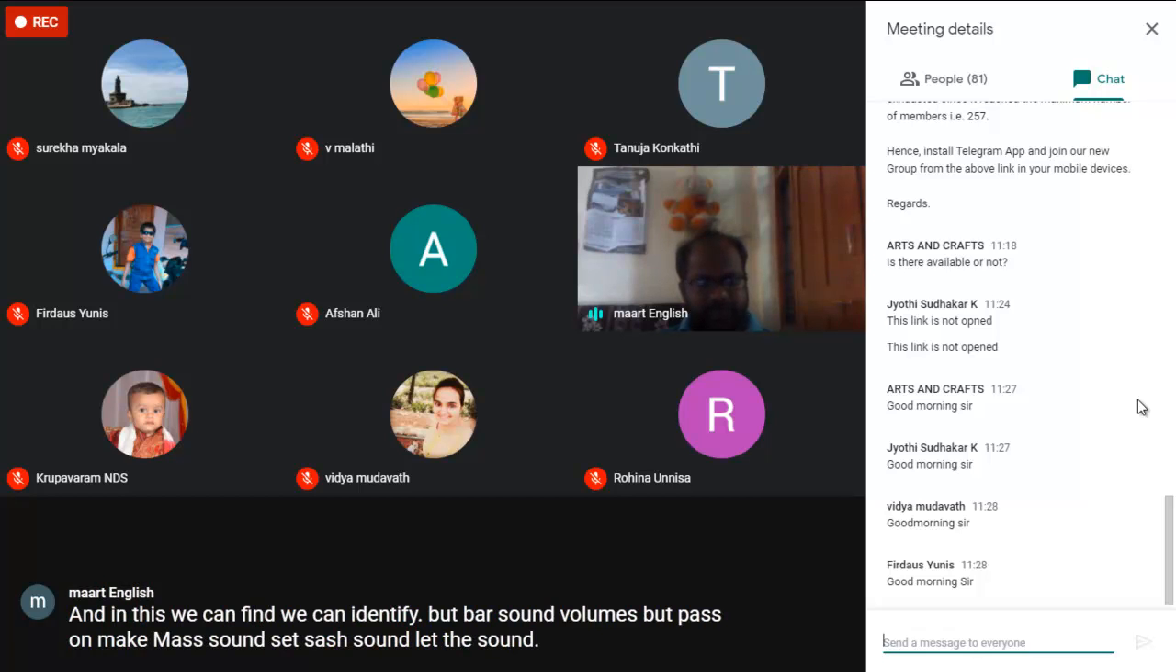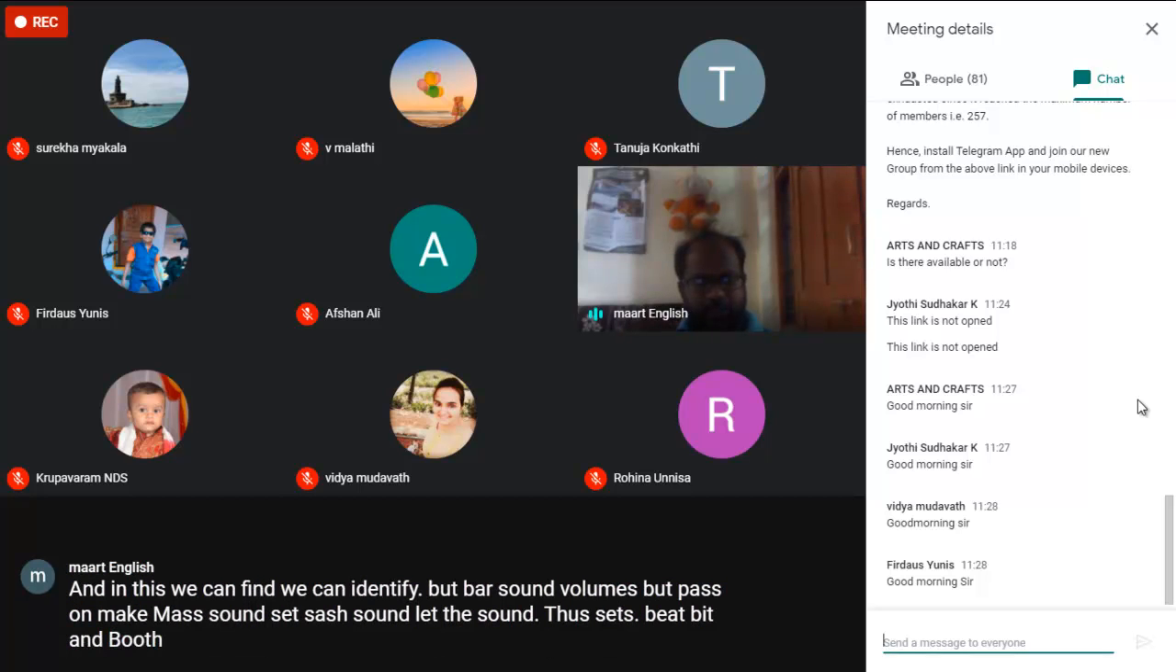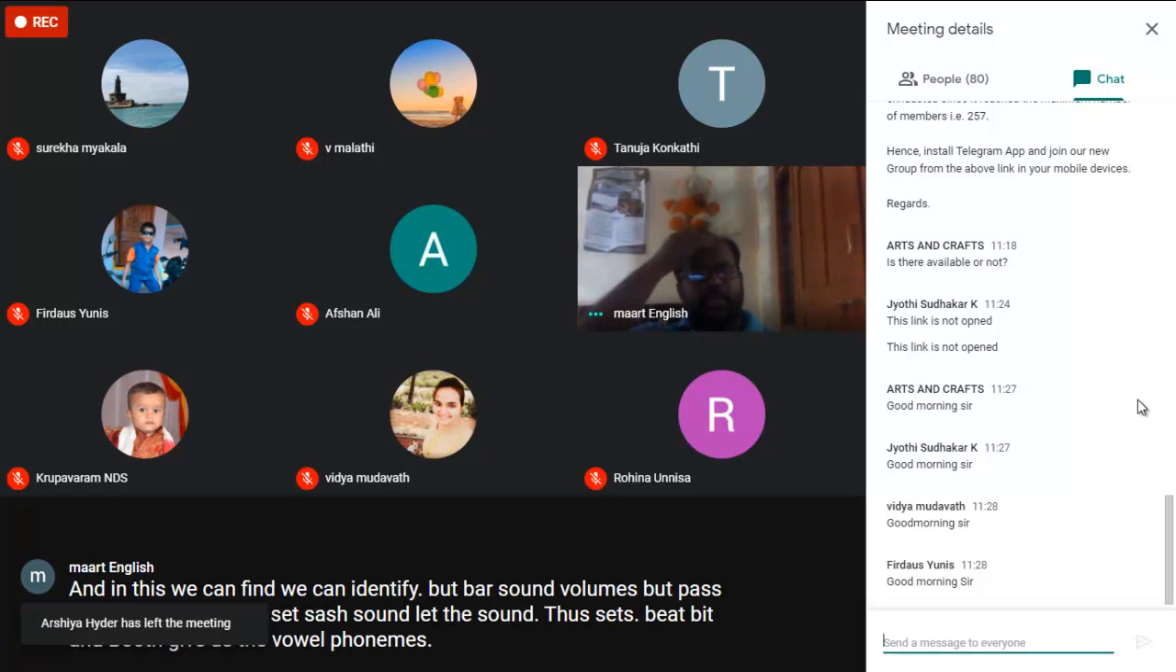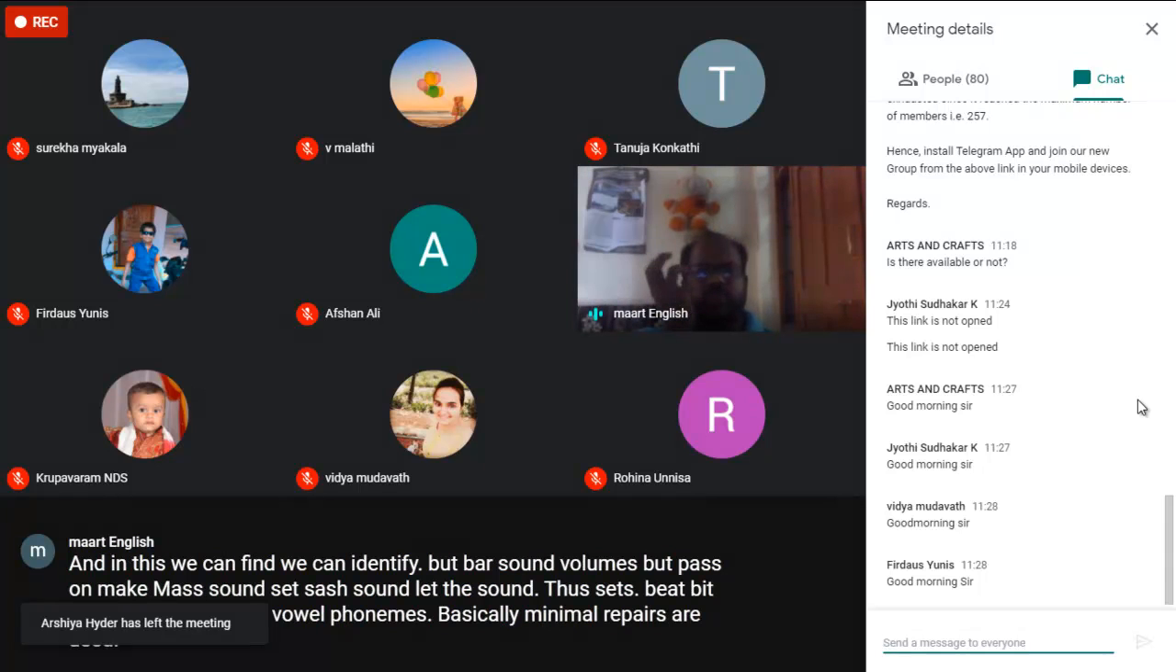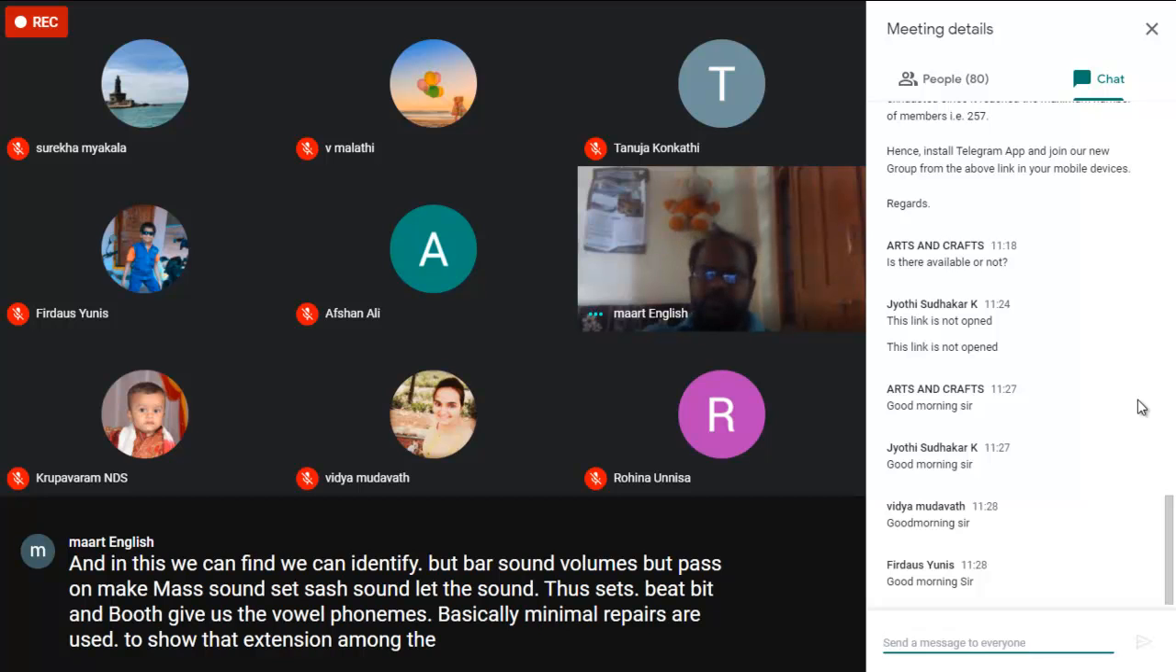The sets beat, bit, bet, and boot give us the vowel phonemes. Basically, minimal pairs are used to show the distinction among the sounds.